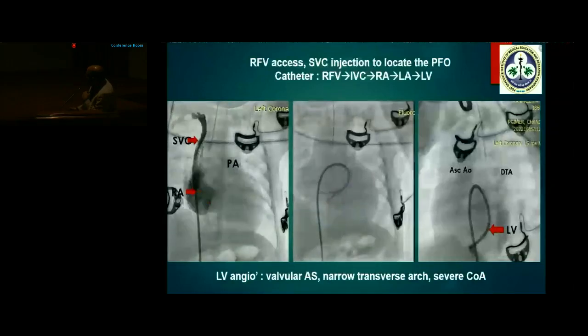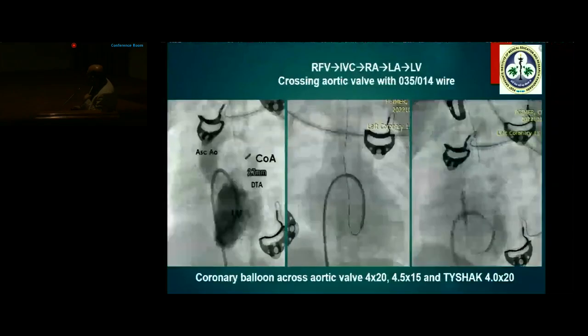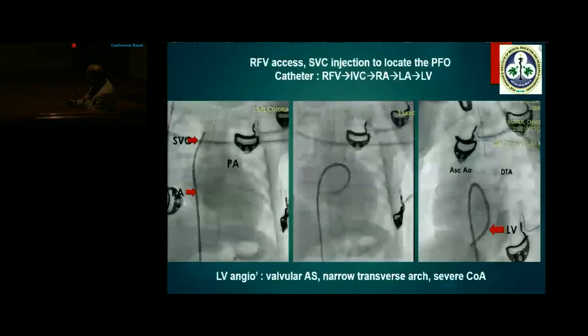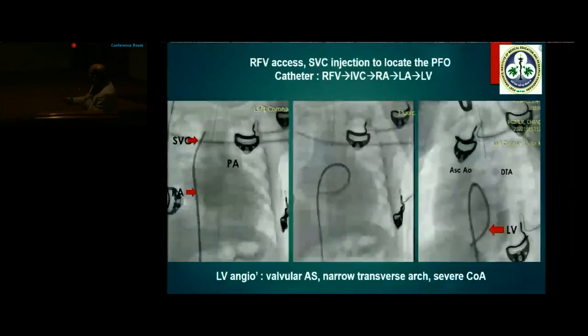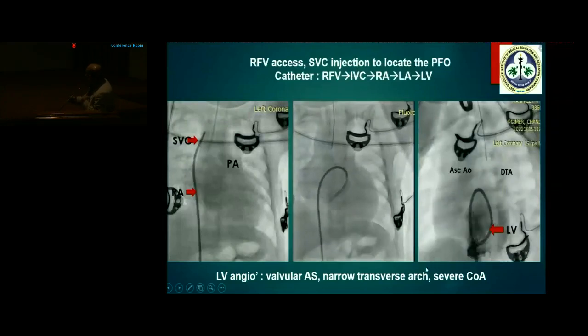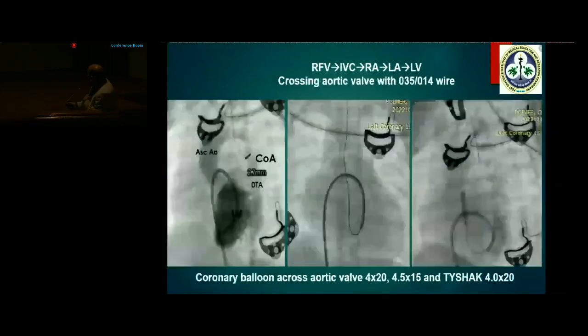As you can see, this is the right atrium, this is the SVC injection, this is the pulmonary artery. It's faint flow of PFO. This is what I had to negotiate. Luckily, I could negotiate this. See, this is across the PFO into the LA, and from LA to LV. Can you play this, please? Yes, this one, please. So this is the LV injection from the venous route, RA, LA, LV injection. That is the aortic valve. That is the coarctation segment. So I had to negotiate all these things.